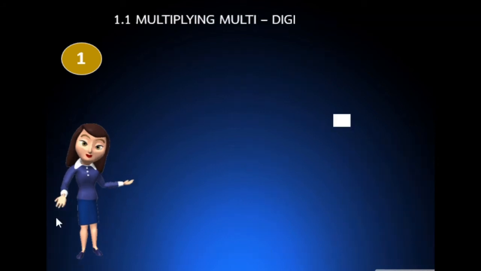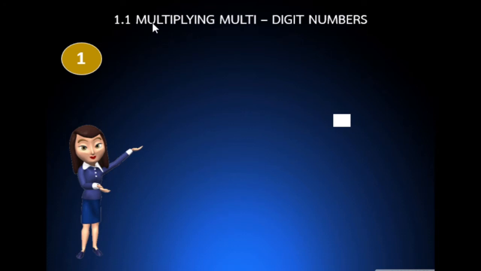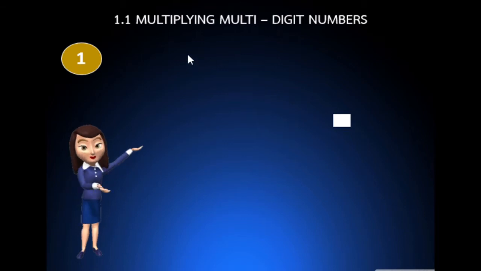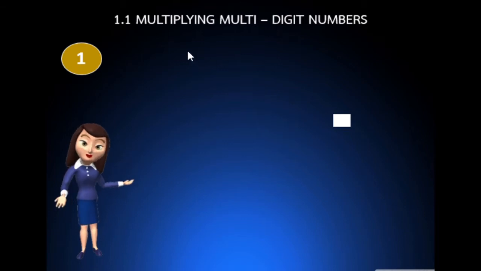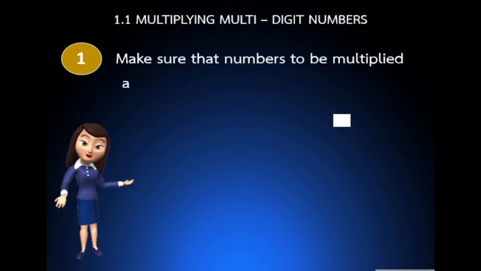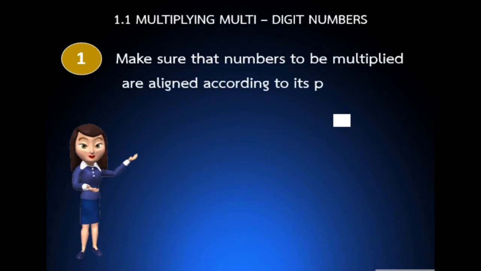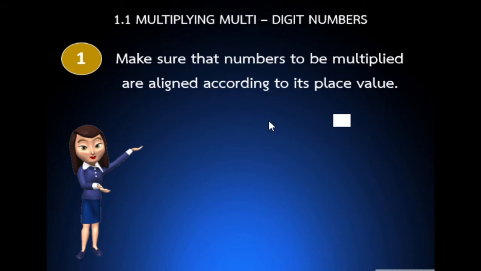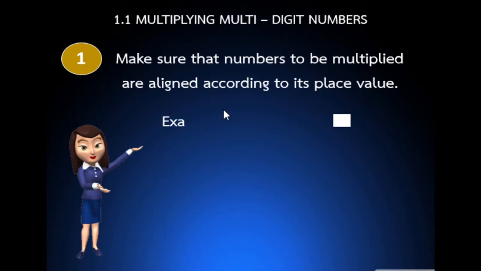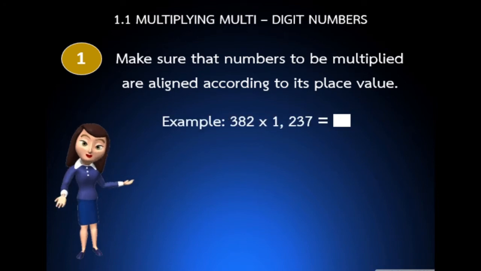This time, we have to do multiplying multi-digit numbers. Can you remember what's the symbol for multiplying? It's not add, it's not subtract, it's multiplying. And just like adding and subtracting, we have to make sure that numbers to be multiplied are aligned according to its place value. Aligned so that it's easier for us to find the correct answer.